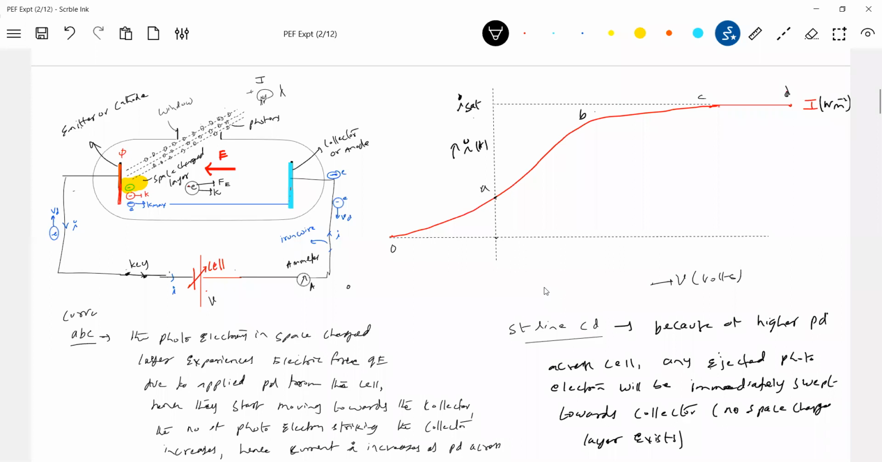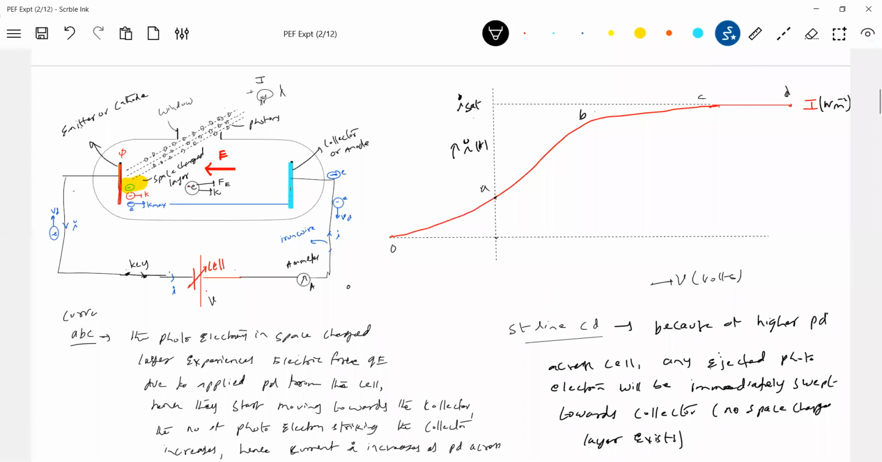Earlier, with zero potential, only photoelectrons with non-zero kinetic energy were able to reach the collector. Zero kinetic energy photoelectrons would be at rest nearby the emitter plate. But here, at this particular potential difference, all the ejected photoelectrons will be swept towards the collector. So the number of photoelectrons striking the collector is constant per unit time, and therefore the current will be constant.